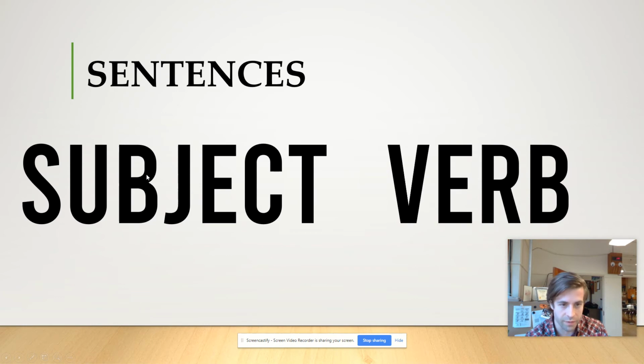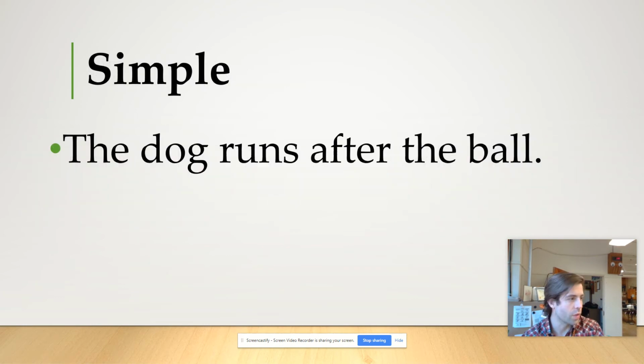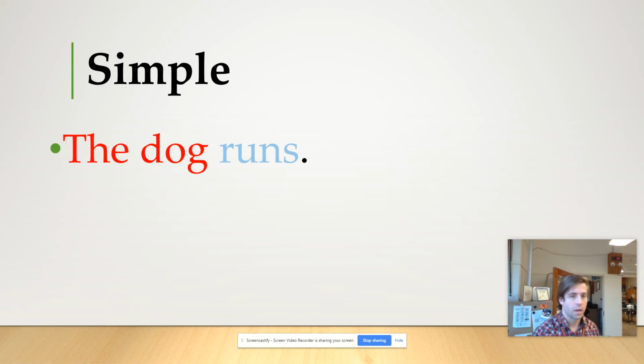All we have to do is identify our subject, what are we talking about, and the verb in the sentence. So, the dog runs after the ball. That's easy. The dog is our subject. And then what is it doing? It is running. The dog runs after the ball. After the ball is a preposition. So if I was really trying to distill the sentence down to its simplest parts, it would look like this. The dog runs. Easy when we have a simple sentence.